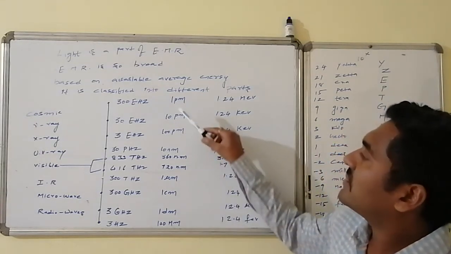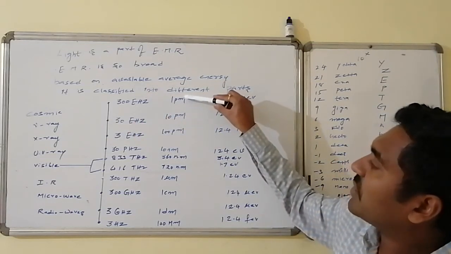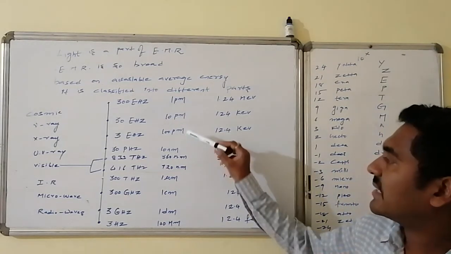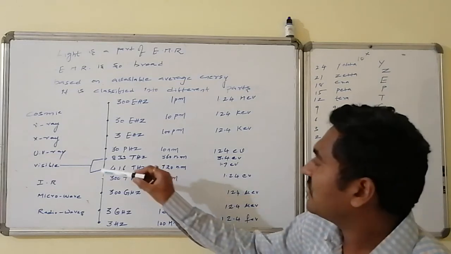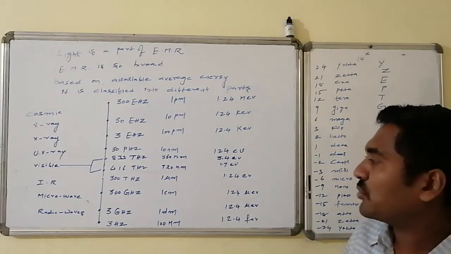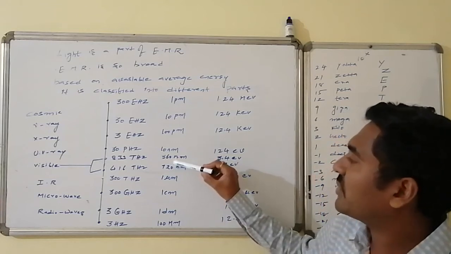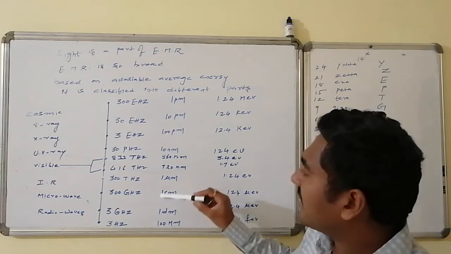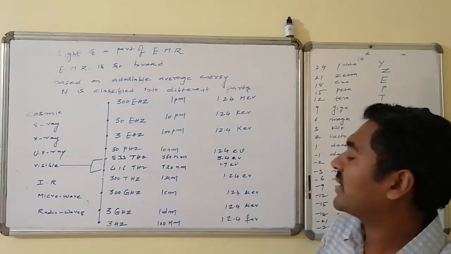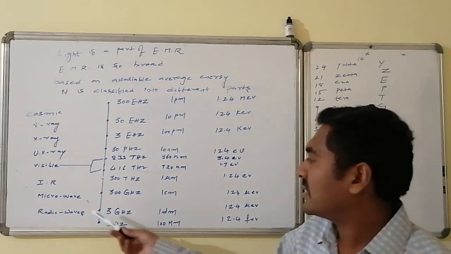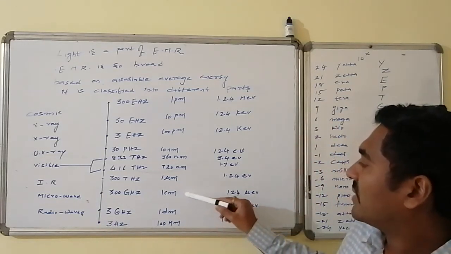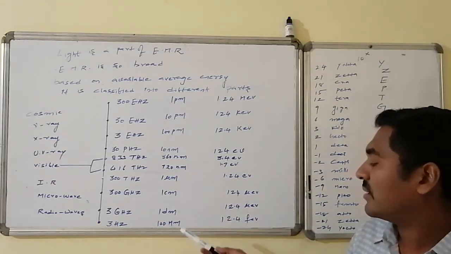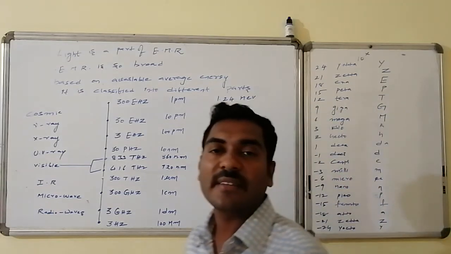The corresponding wavelength: the cosmic rays wavelength ranges in between 1 picometer to 10 picometers, whereas gamma rays 10 picometers to 100 picometers, X-rays 100 picometers to 10 nanometers, whereas the UV part 10 nanometers to 300 nanometers, and the visible part is 300 to 720 nanometers, whereas the IR radiation lies in between 720 nanometers to 1 micrometer, whereas microwave radiation lies in between 1 centimeter to 1 decimeter, and radio waves lie in between 1 decimeter to 100 megameters. Like this, the wavelength range is also present.